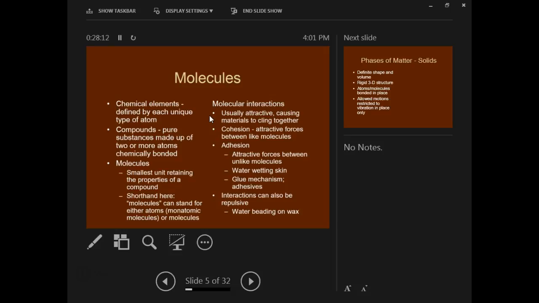Now, what makes them noble? When charged with electricity, they glow. Really? I didn't know that. Well, I mean, neon. They all do it. Yeah, but they all do.